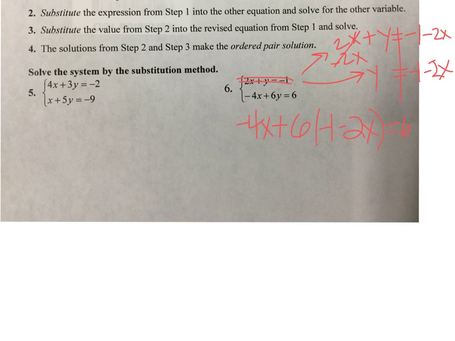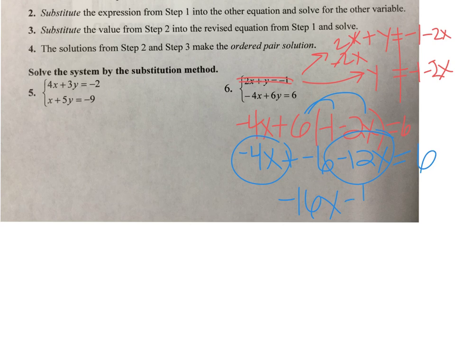So at this point, we're going to go ahead and use our distributive property and then combine like terms. So I still have this negative 4x plus 6 times negative 1 is negative 6. 6 times negative 2x is negative 12x. And we still have equals 6 at the end. All right, well, let's simplify here. Negative 4x and negative 12x, I have 16 negative x's now. Minus 6 equals 6. Okay.